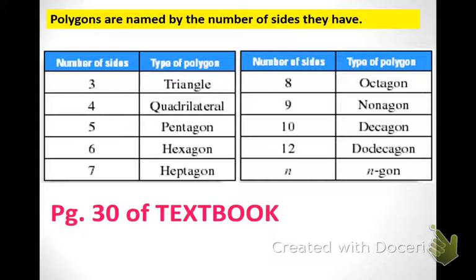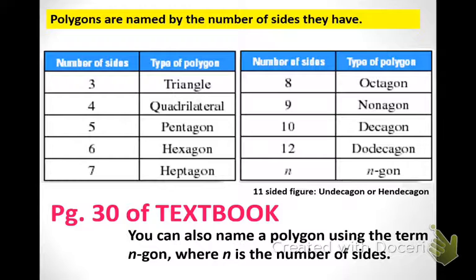So 11, there are two names. I prefer hendecagon. So you want to write that down? Hendecagon. Yeah, it's also an undecagon, but we call it hendecagon in the math world, which you are currently in because you're in my class. All this is going to say is you can also name a polygon using the term n-gon, but if it's on this chart, you need to name it by this chart. So if you see a six-sided figure, you need to call it a hexagon, not a sixgon. No joke, people put it.